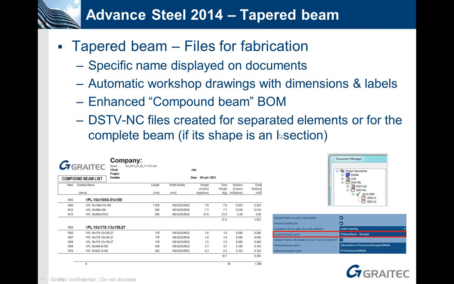Concerning this tapered beam, you can specify a specific name. It will be displayed on all documents, drawings, bill of material, and so on. Of course, you get automatically all the workshop drawings for this type of elements with automatic dimensionings and labels. We announce also the compound beam bill of material so that it displays all the elements which are part of tapered beams. And what is nice also is that you can create automatically now NC files for tapered beams. The only restriction is that the tapered beam has to be a high section shape.